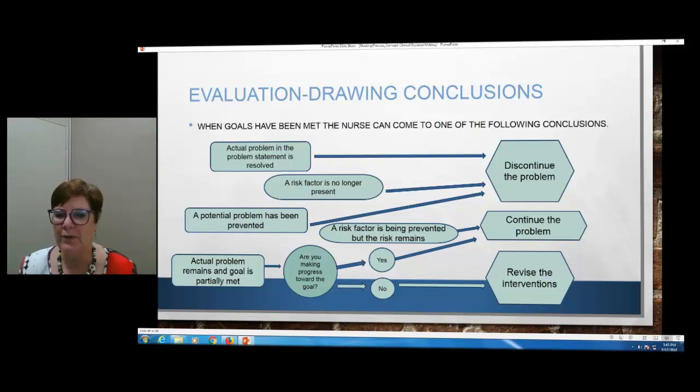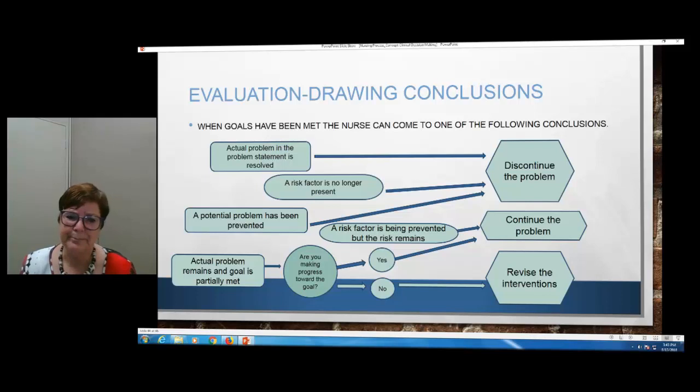And I guess that risk factor and what we just talked about with the constipation, that kind of overlaps. You can see that nothing here is going to be black and white. There are things that are going to overlap. But a potential problem has been prevented.